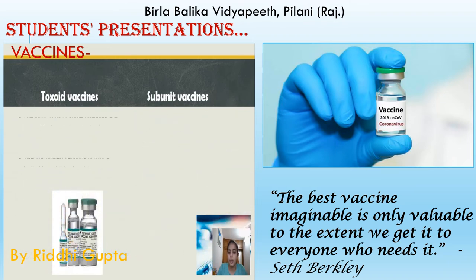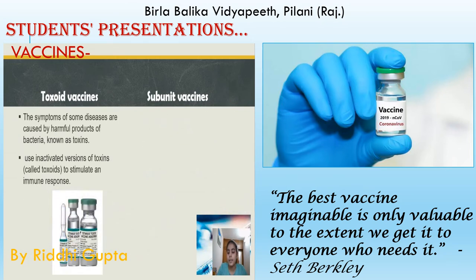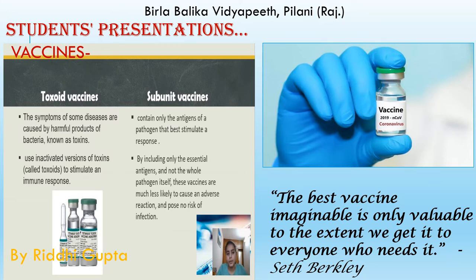The next one is toxoid vaccines. The symptoms of some diseases are caused by harmful products of bacteria known as toxins. Vaccines for these diseases, for example tetanus, use inactivated versions of toxins called toxoids to stimulate an immune response. The next one is subunit vaccines. These vaccines contain only the antigens of a pathogen that best stimulate a response.